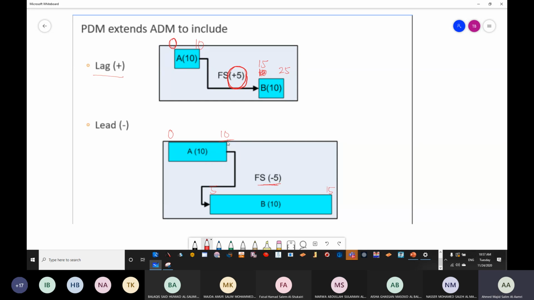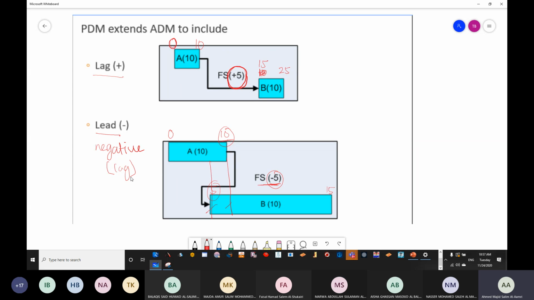What did we do? We have done an overlap. How much is the overlap? 10 and 5. The overlap is 5 days. Whenever we are overlapping, we call it a lead or a negative lag. Positive lag is a gap. Negative lag is an overlap.